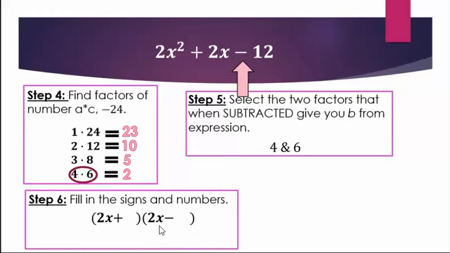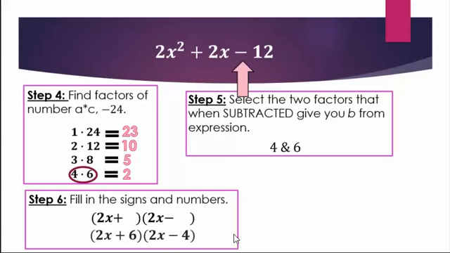Okay, now let's go ahead and put the factors. If you notice, these are different signs, so the bigger number out of the two factors, which is 6, must match the sign with the expression, with b, which is plus. So my 6 is going to go with the plus.